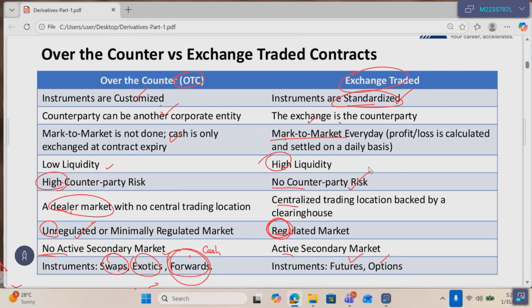Clear? So please, guys, look at this carefully and understand what's the key difference between exchange traded contracts and over the counter. Take a minute, guys. Any doubts you have on these concepts? ETC and OTC. What would you like to trade?